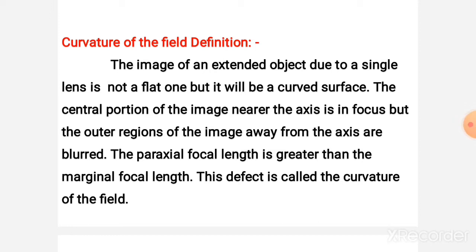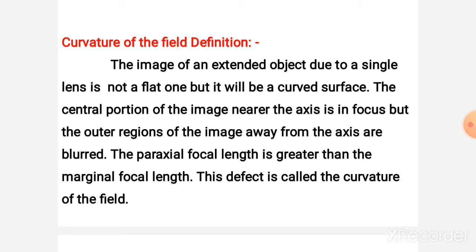Today's topic is curvature. It is one of the monochromatic aberrations. Monochromatic aberration means even though we are using single wavelength light, that is monochromatic light, we come across some defects in the image. This defect in the image is due to the lens. This type of aberration is known as monochromatic aberration.